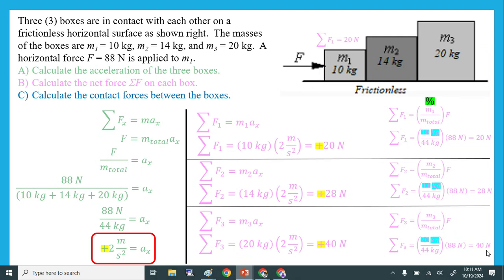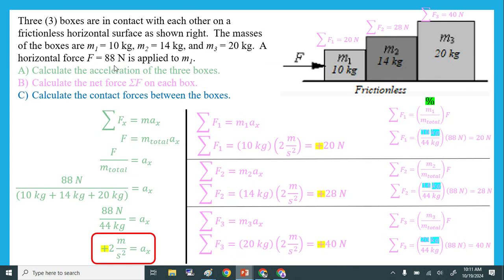All right. So therefore, I want to label here. This stuff is going to be important to keep track of, to help you visualize part C in just a bit here. The net force acting on M1 is 20. The net force acting on M2 is 28. And then the net force acting on M3 is 40. So if you add all this up, it must equal the net force put in. Well, the net force that was put in is 88 newtons.